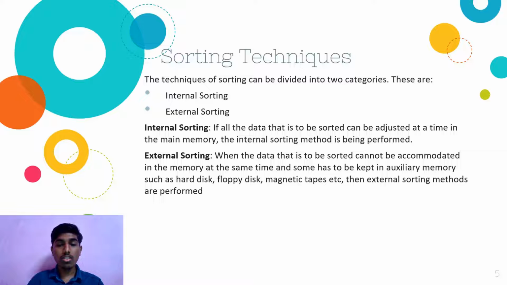The techniques of sorting can be divided into two categories. These are internal sorting and external sorting. Internal sorting: if all the data that is to be sorted can be adjusted at a time in the main memory, then it is known as the internal sorting method. External sorting: when the data that is to be sorted cannot be accommodated in the main memory at the same time and some has to be kept in auxiliary memory such as hard disk, floppy disk, magnetic tape, external devices, etc., then external sorting methods are performed.